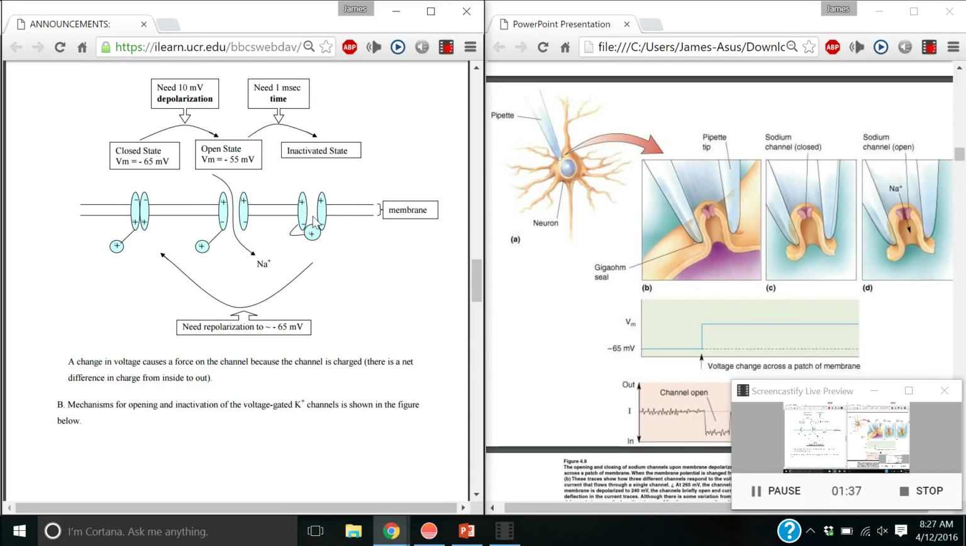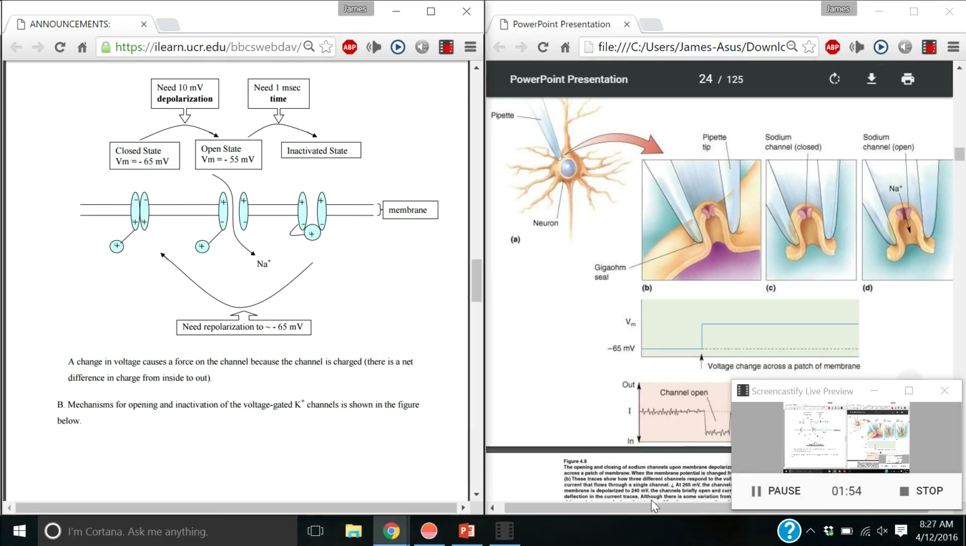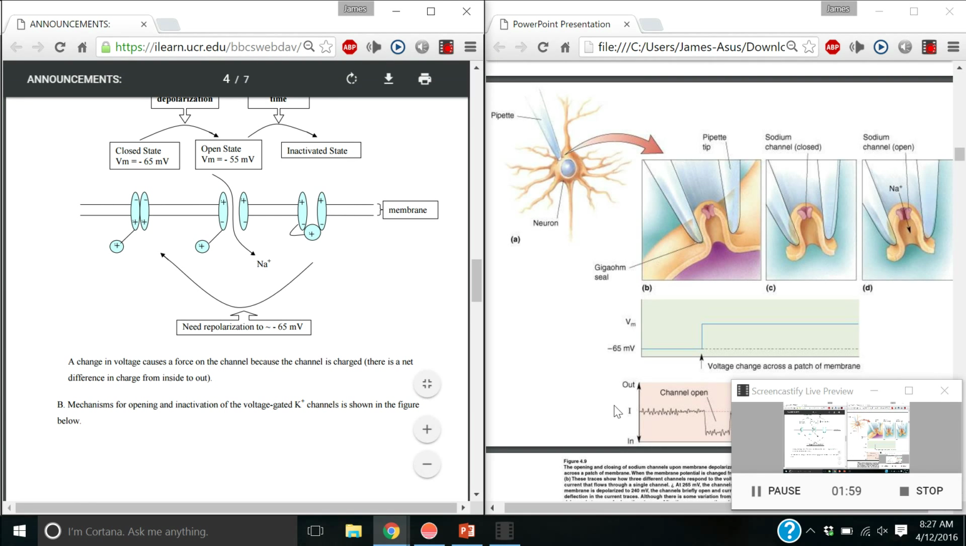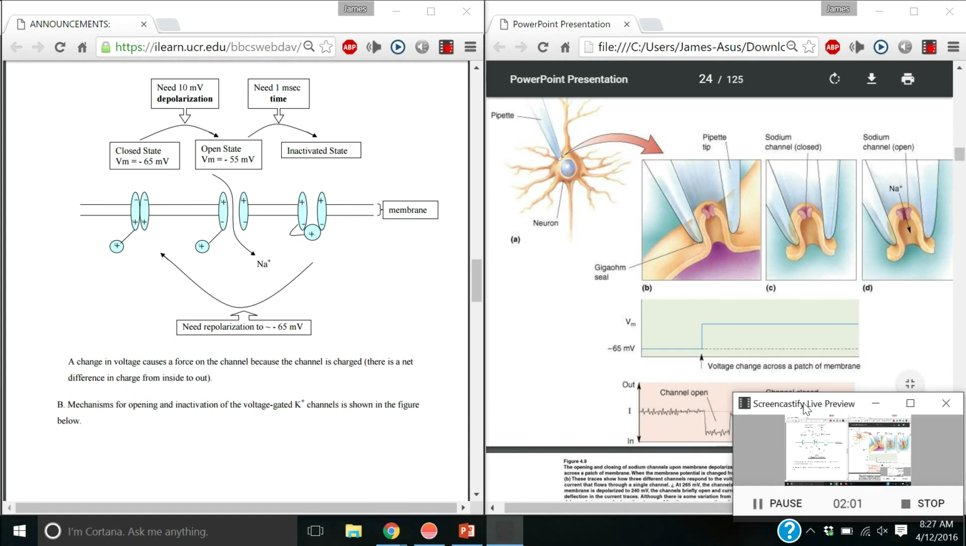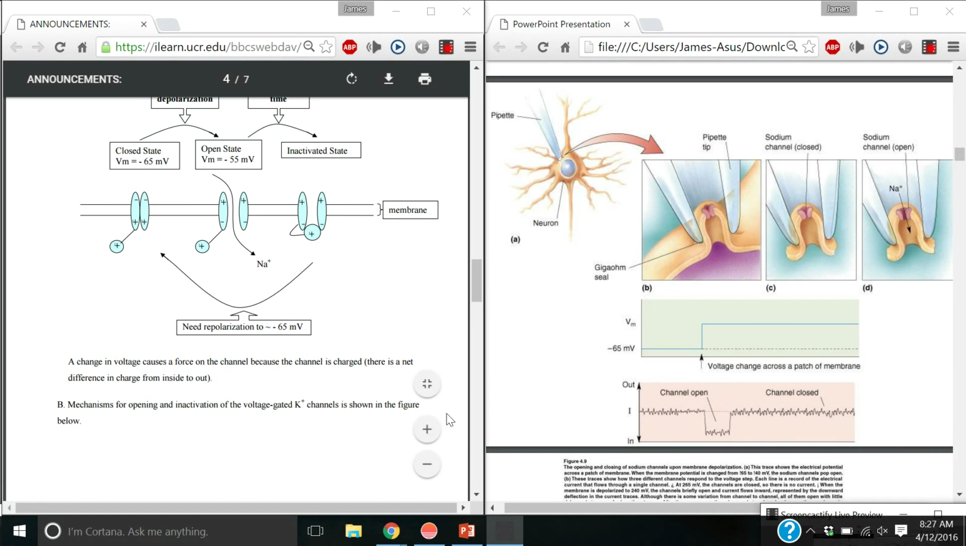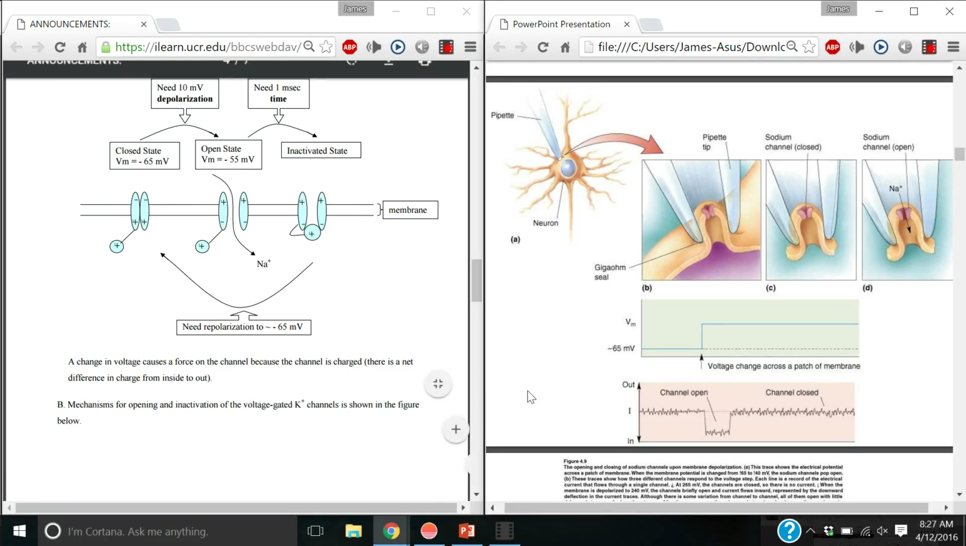Okay, question? Yeah. So the question is, if I translate this correctly, what's your question? Is the inactivation state caused by the influx of sodium? No, okay.